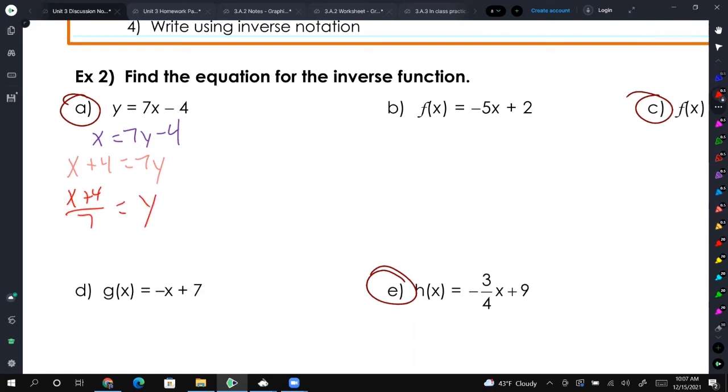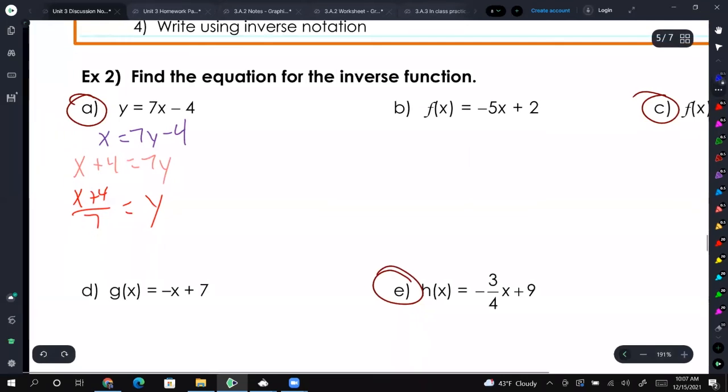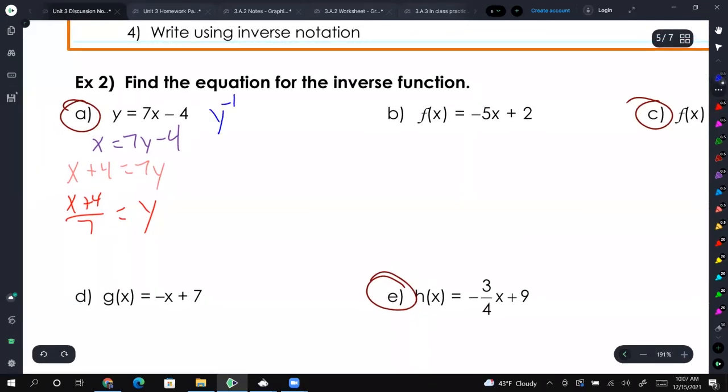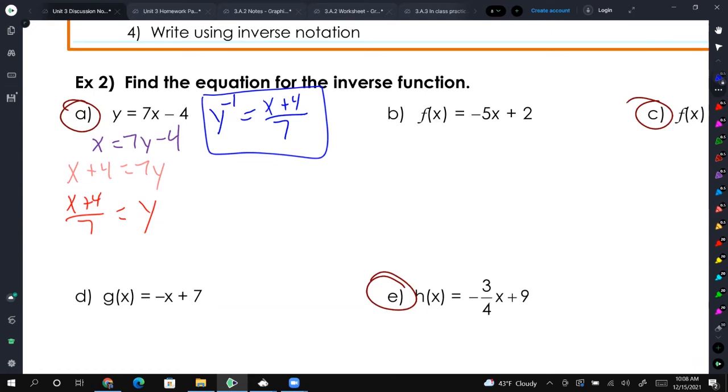So now that we have y by itself, we know we are done, and we can write it in inverse notation. Which again, inverse notation would be f inverse, that -1, and that equals (x plus 4) over 7. That would be our answer for this one.